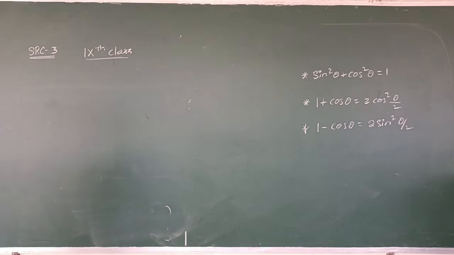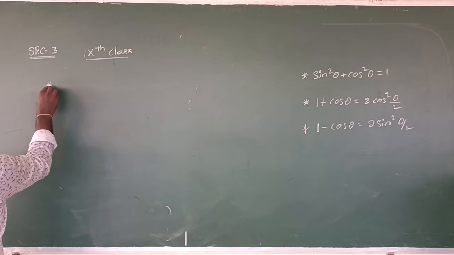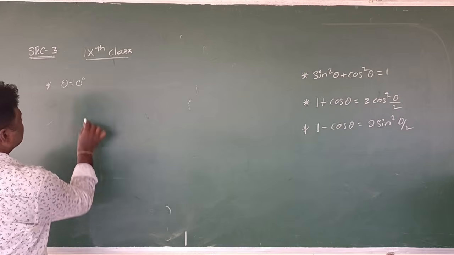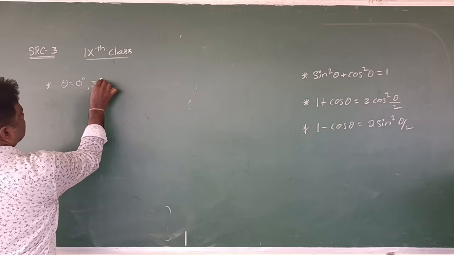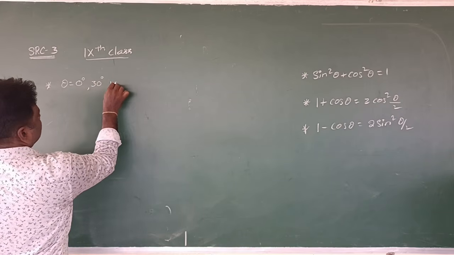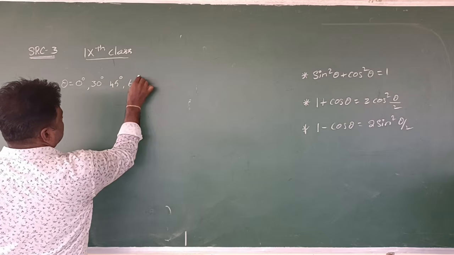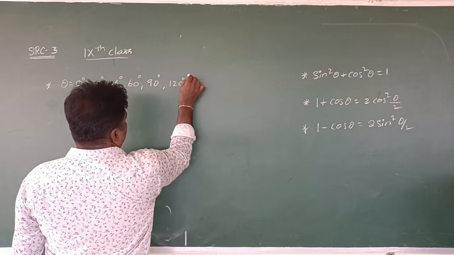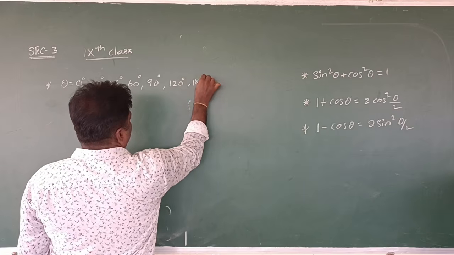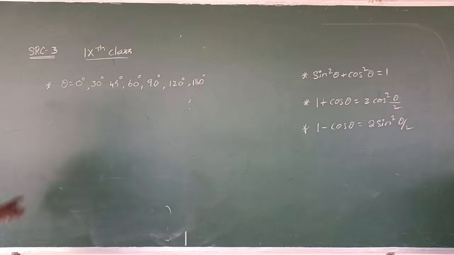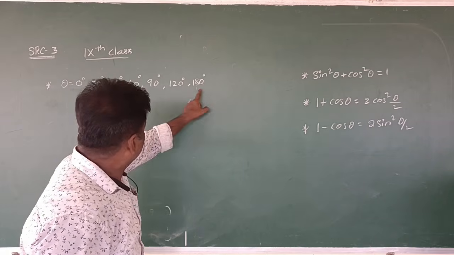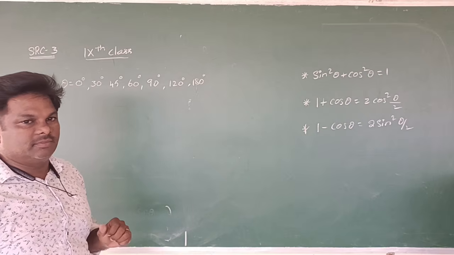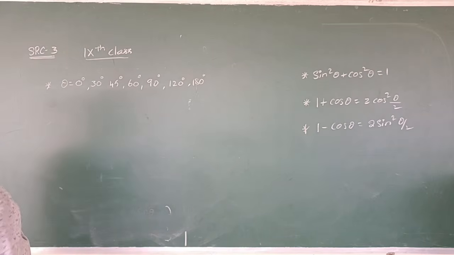Now, small applications on this. If theta is equal to 0 degrees, 30 degrees, 45 degrees, 60 degrees, 90 degrees, 120 degrees, 180 degrees, these are the standard angles between the two forces. You do one thing in today's class, you can go through this one.